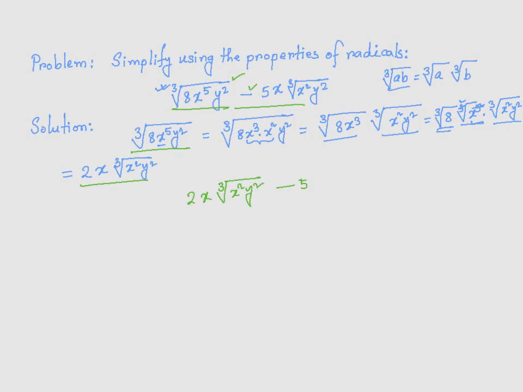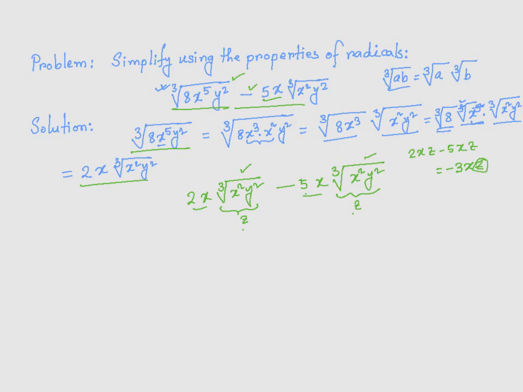minus 5x times cube root of x square y square. Now please note that we have like terms at this point. This and this are like terms. So if we call this thing z, it's going to be 2xz minus 5xz. So 2x times z, and then 5x times z. So it's going to be 2xz minus 5xz, which is going to be negative 3xz.